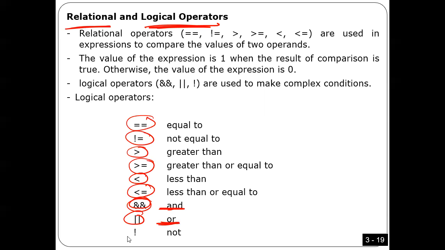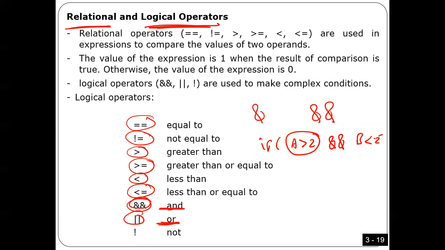What may confuse you is that this one is completely different from this one. In writing, they look the same, but they are completely different. This is bit by bit and, but this one is for conditions. So here I'm going to say if A greater than 2, this is a condition, and B less than 5. In order to execute the body of if, we have 2 conditions, and the 2 conditions should be true. So this is and, but this is not bit by bit and. This is bit by bit and. Did you get what I'm saying?